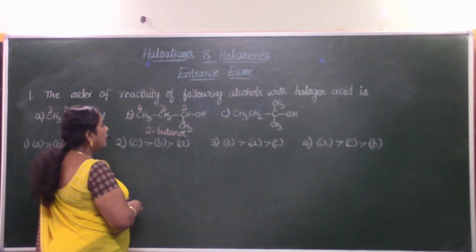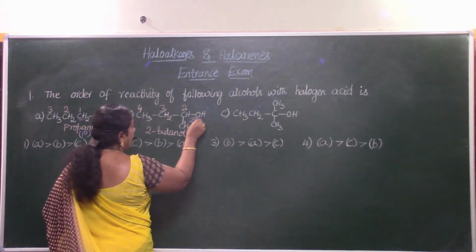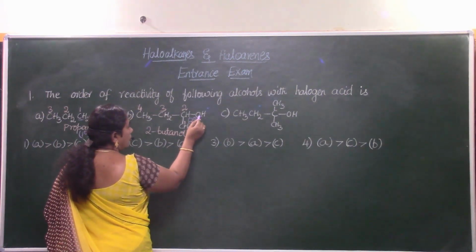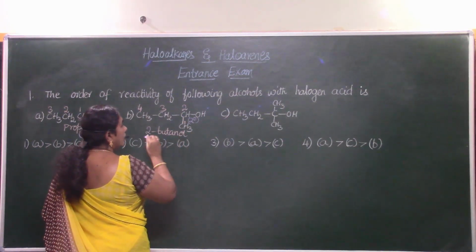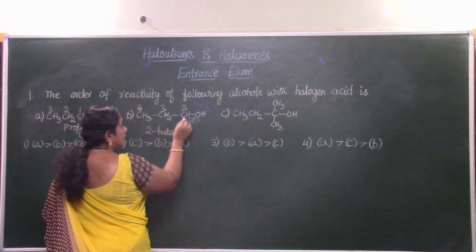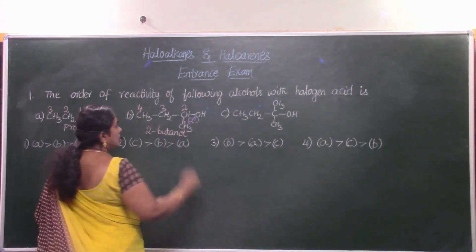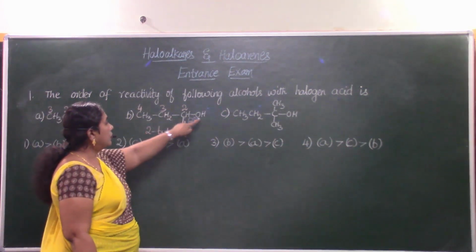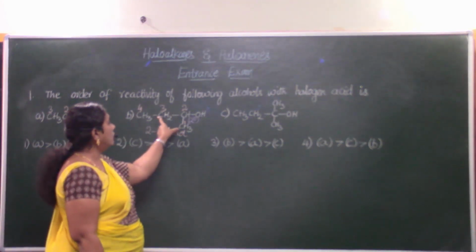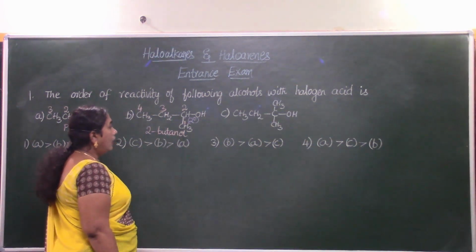Now what type of alcohol is this? This is a secondary alcohol because OH is attached to a secondary carbon. What's a secondary carbon? Let's quickly recollect that. Carbon which is in connection with 2 other carbon atoms is a secondary carbon. You can see here this carbon to which OH is linked is in connection with 2 other carbon atoms. So therefore it is a secondary alcohol.